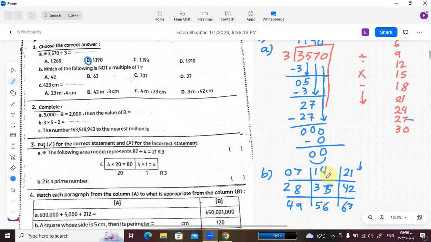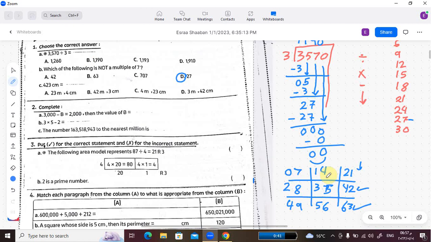Let's search for 42. It's here. Yeah, it's here. 63, yeah. 707, leave it now because I need to make it as long division. Search for 27. It's here, 27? No. So this is the number not a multiple of 7, meaning it's not in table 7. Okay.